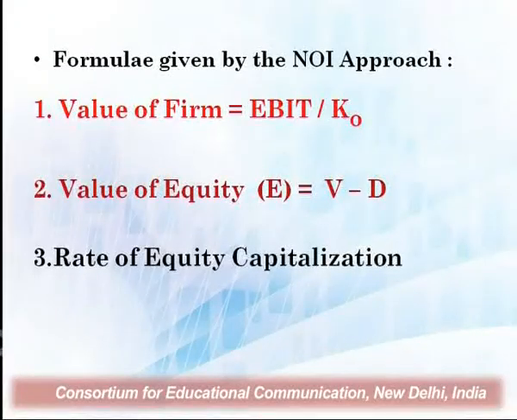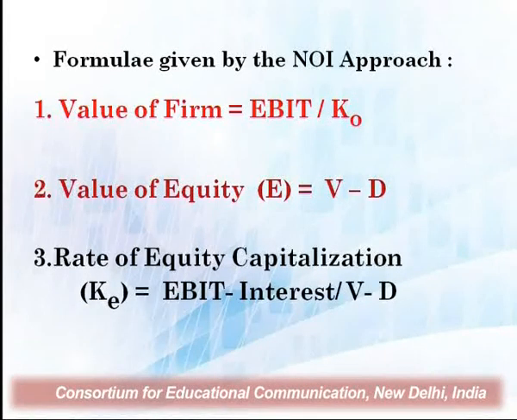The third formula is for rate of equity capitalization, or for the computation of cost of equity. For this, they are giving you a formula: cost of equity is equal to EBIT minus interest divided by V minus D, that is, market value of equity. Alternatively, you can have the formula EBIT minus interest divided by E as well, right? So these are the three formulas given by the NOI approach. With these formulas, we'll try to calculate the value of firm under the NOI approach. So we are supposed to keep these three formulas in mind when computing the value of firm as per the NOI approach.